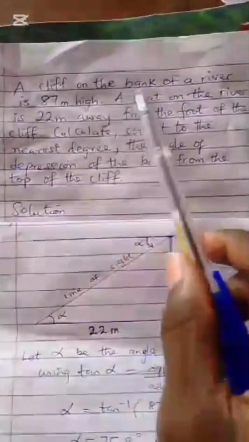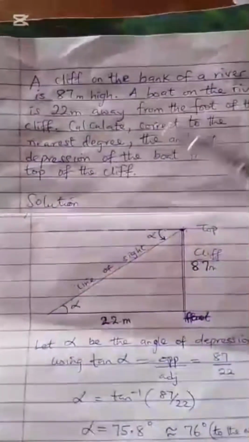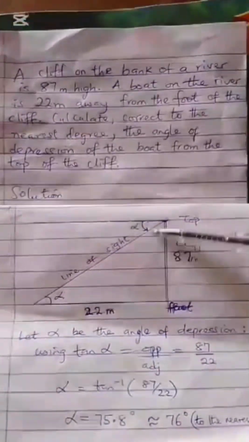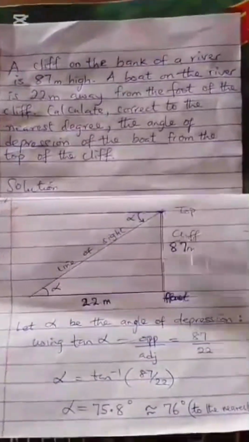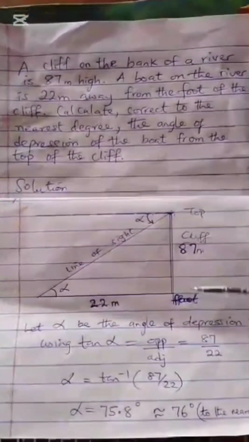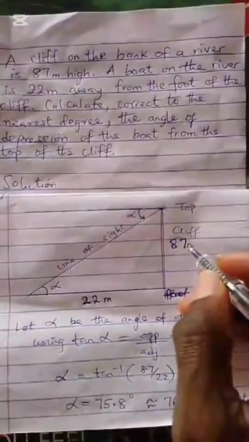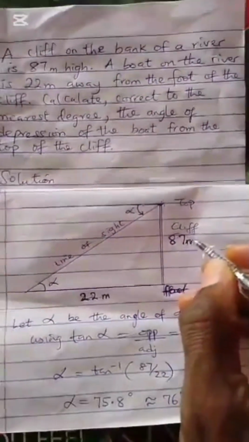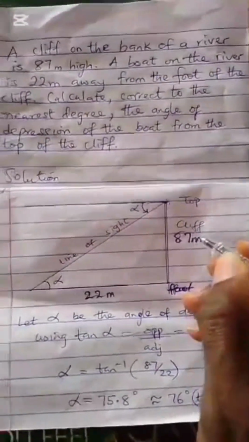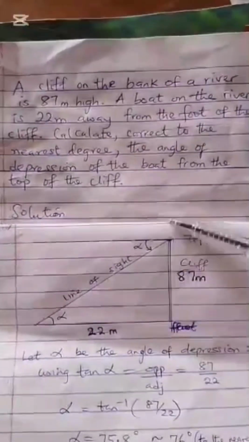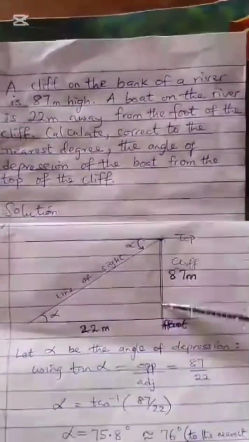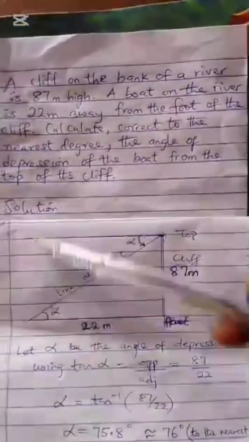Okay, so we say a cliff on the bank of a river is 87 meters high. So we need to draw. Let this be our cliff. A cliff is a vertical, high structure. So it said 87 meters high. So 87 meters here. Okay, we have our cliff, 87 meters high, this vertical structure. You could put it here or you could put it on the left of your page. It doesn't matter.